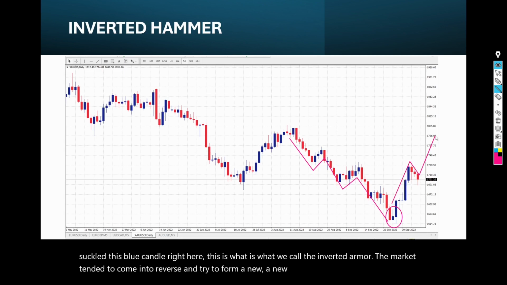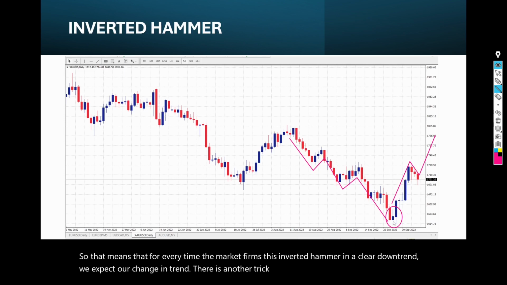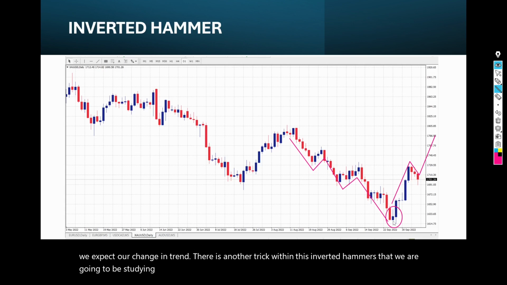Okay. So that means that every time the market forms this inverted hammer in a clear downtrend, we expect a change in trend. There is another trick within these inverted hammers that we are going to be studying in this video. Let us look at the inverted hammers.